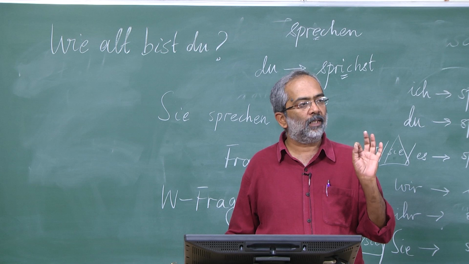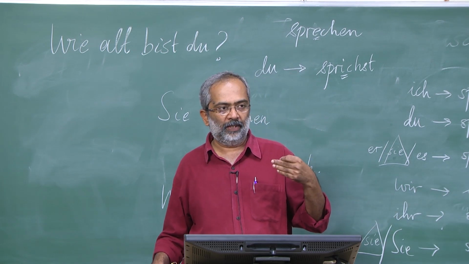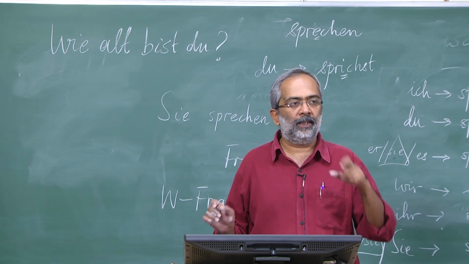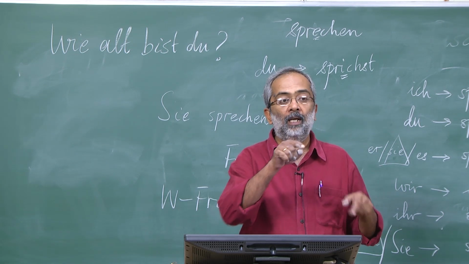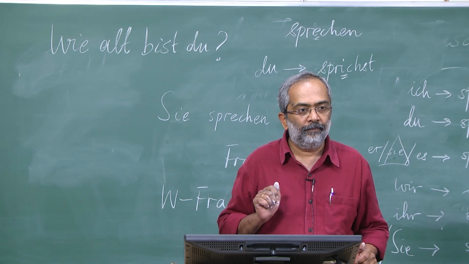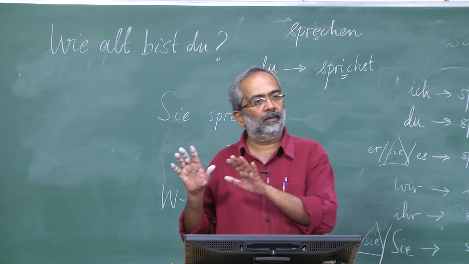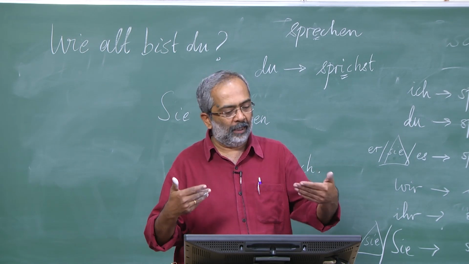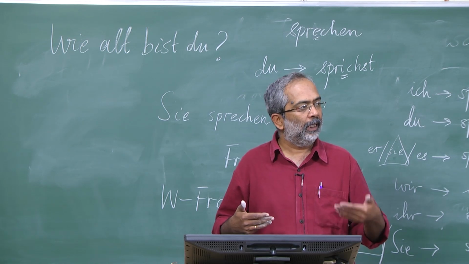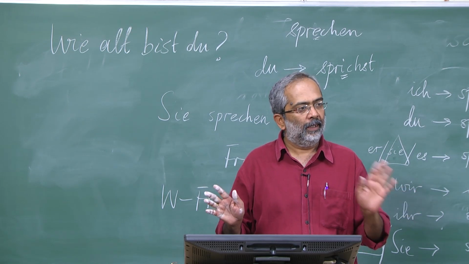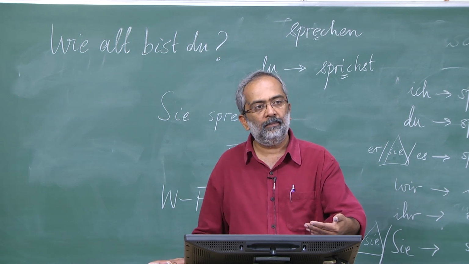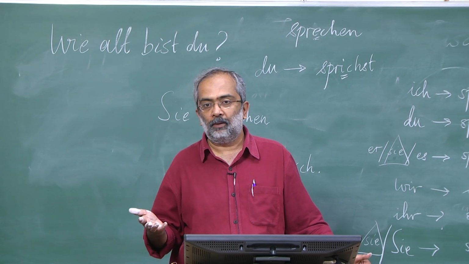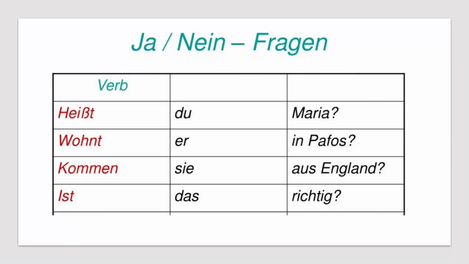Okay. Fragen und ja, nein, fragen. Okay. Wie heißt du ist eine W-Frage. Das ist eine W-Frage. Heißt du Maria? If I ask heißt du Maria, the answer would have to begin with, if I ask heißt du Rekha? Nein. The answer would have to begin with either ja or nein. So it's a ja. And the structure is clear in front of you. It has no W word. It begins with the verb. Heißt du Maria? Ja, ich heiße Maria. Or nein, ich heiße something else.